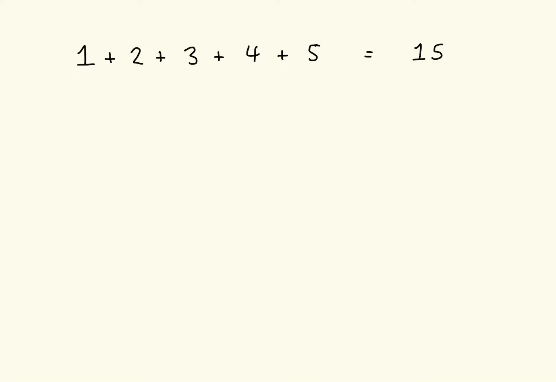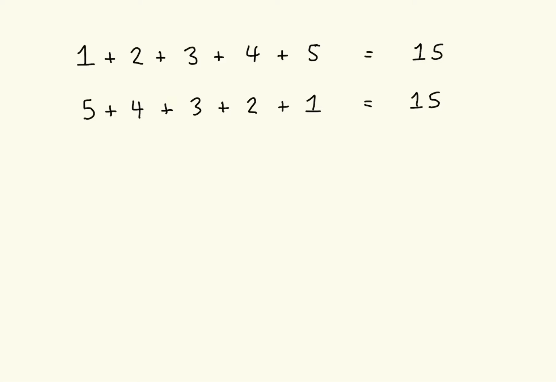But what we want is a general formula for computing these kinds of summations. The trick to coming up with this formula is that you could add up the numbers in any old order that you like, because addition is commutative. So for example, I could add them up in reverse order. I could take 5 plus 4 plus 3 plus 2 plus 1. And because addition is commutative, I will of course get the same result.